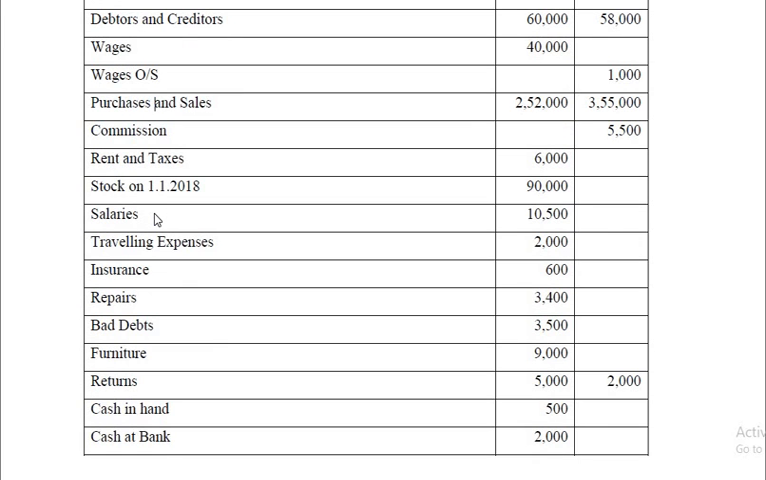Purchases, trading account. If there are returns, they have to be deducted. Purchase return should be deducted. Sales on the credit side of the trading account. If there are returns, that should be deducted. Commission is an income, should be credited to profit and loss. Rent and taxes debit balance, it is an expense debited to profit and loss. Opening balance of stock should be shown in the trading account, first item.